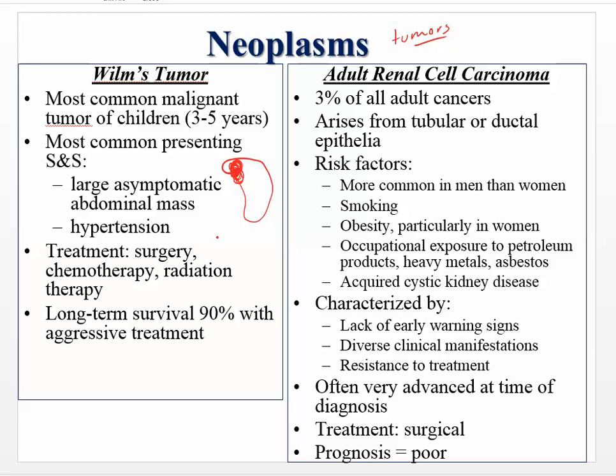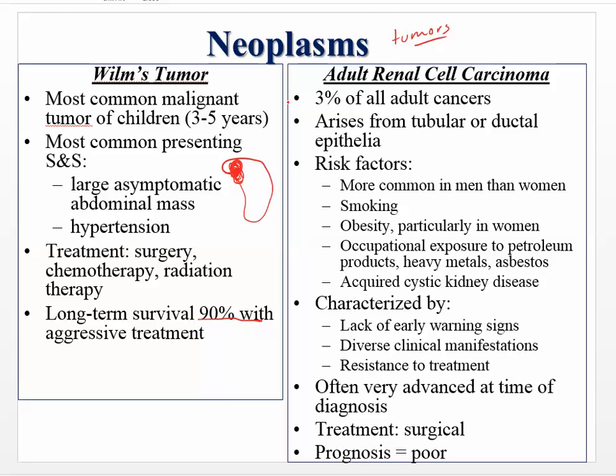Another sign and symptom: hypertension. That can come from the blockage, I mean, if any blockage takes place, which it probably will. Now, treatment: surgery, chemotherapy, radiation, long-term survival, 90% survival rate with aggressive treatment. This is in children. It's called Wilms tumor, and it is a tumor, but it has a fairly high success rate with aggressive treatment.